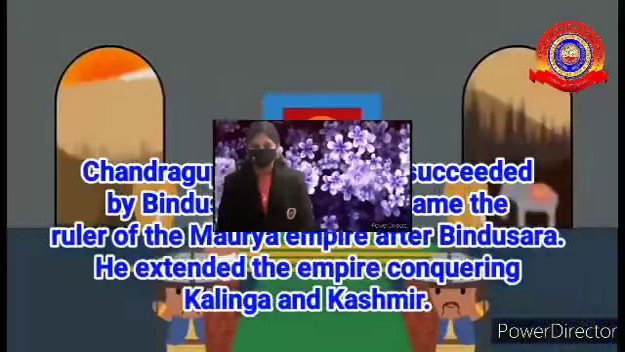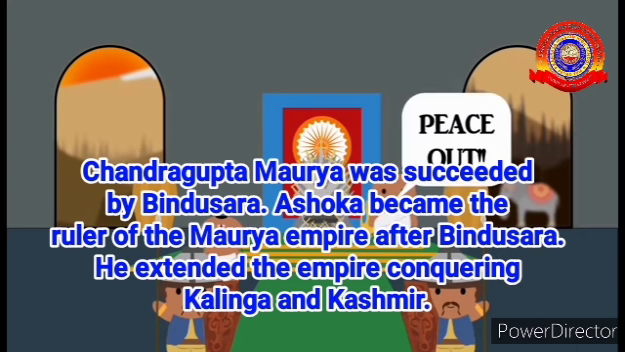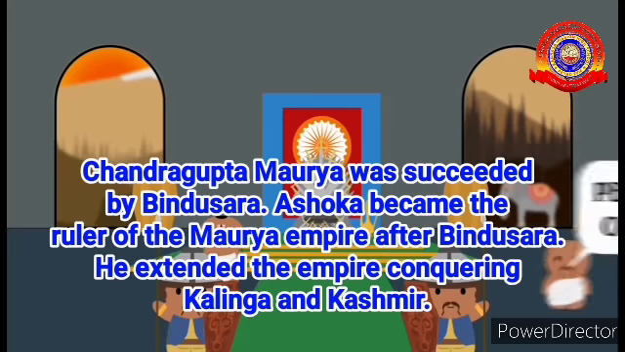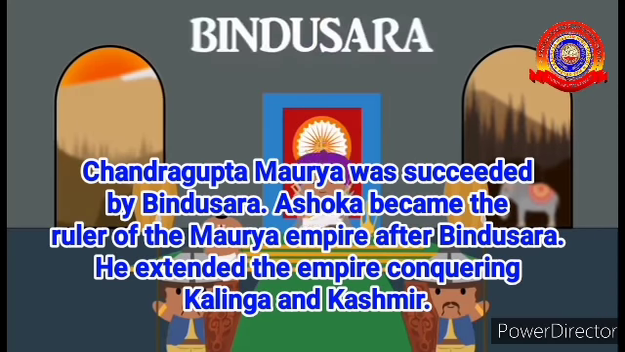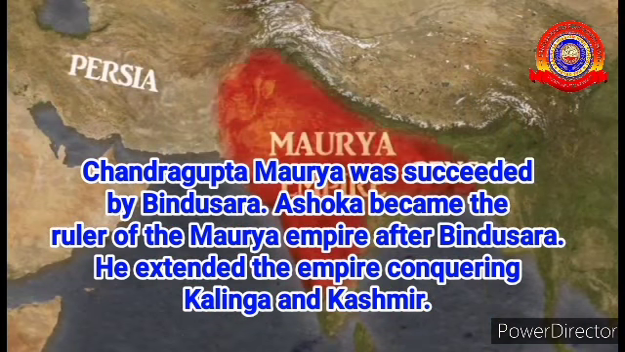Students, do you remember what we learned in the previous class? Yes, we learned till Chandragupta Maurya. Today, we are going to learn about Ashoka and Dhamma. So, let's begin. Chandragupta Maurya was succeeded by Bindusara. Ashoka became the ruler of Maurya Empire after Bindusara. He extended his empire, conquering Kalinga and Kashmir.